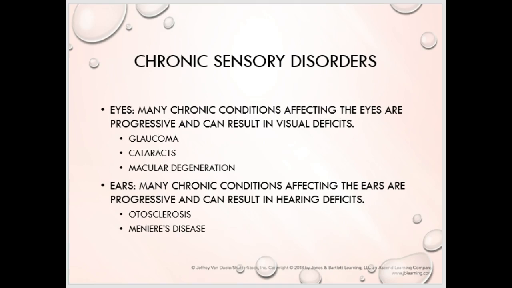So chronic sensory disorders. These are kind of bread and butter stuff. So I'm going to move quickly, but once again, if you have any questions, you just let me know. We're going to go over glaucoma, cataracts, macular degeneration. We're going to go over otosclerosis and Meniere's disease.